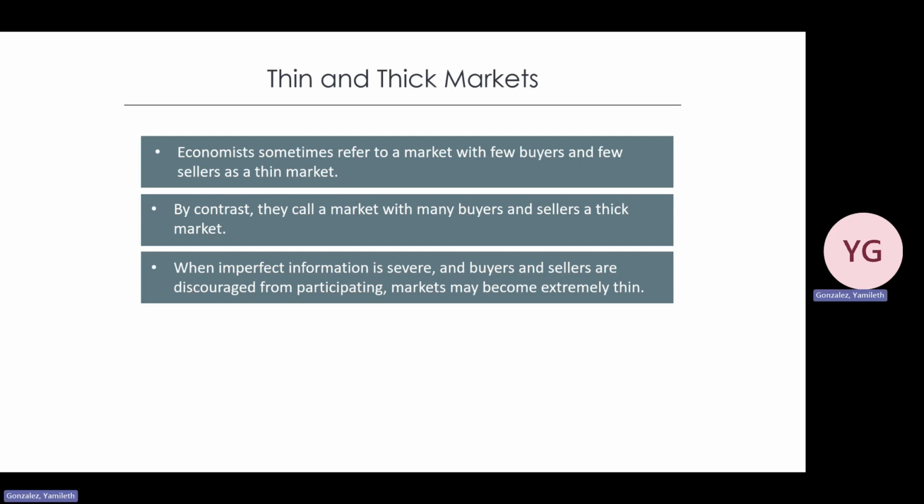In other words, a thin market is characterized by few participants, unlike a thick market, which includes many buyers and many sellers. The effect of imperfect information is fewer buyers and fewer sellers, resulting in a very thin market.